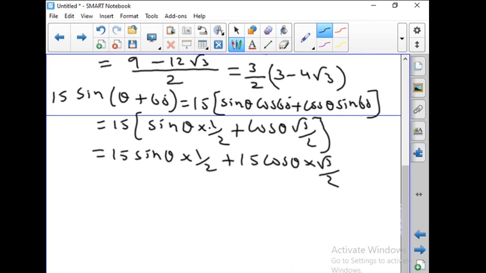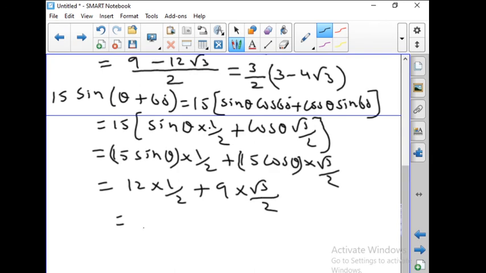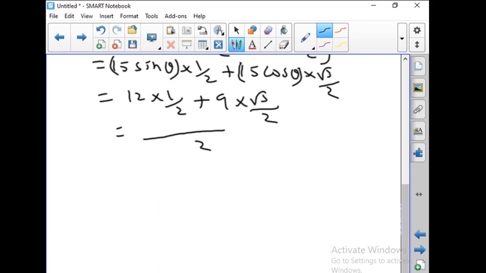Now what is 15 cos theta and 15 sine theta first? So 15 sine theta is 12. So 12 into 1 by 2 plus 15 cos theta is 9, 9 into root 3 by 2. So what is the LCM? 2 is the LCM. So what you get? 12 plus 9 root 3. What is common? 3, and denominator is 2. So what we get? 4 plus 3 root 3.